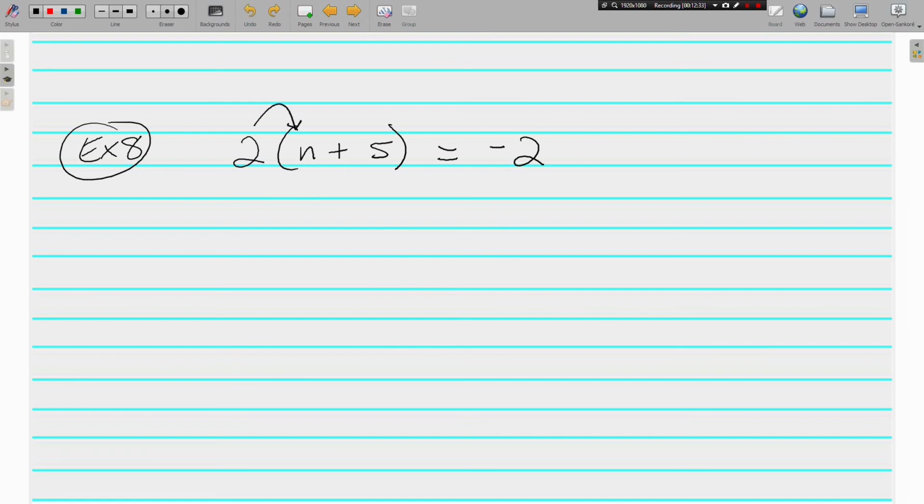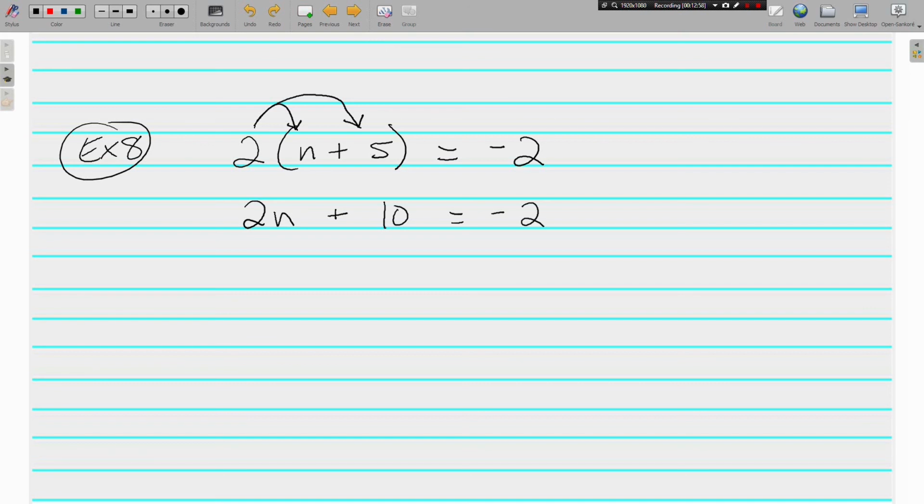Okay? 2 times n is 2n. And 2 times 5 is 10. This is still equals negative 2. Now we know that our two things that are happening to the variable, we're multiplying by 2 and we're adding 10. We're going to save the 2n for last because that's where the variable is.